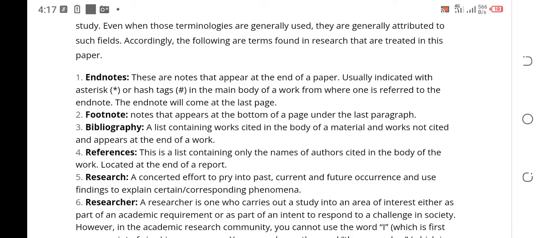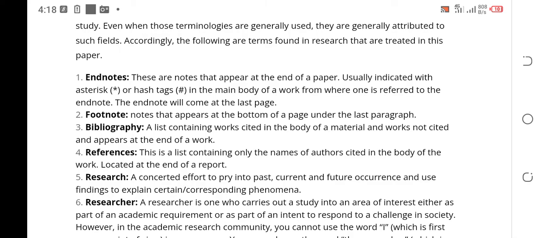Number 3 is bibliography. Of course, we've discussed bibliography. Bibliography is a reference style where the authors you cite, you will use them in your references at the end of the work. Authors you did not cite, but you took information from their work, you also put their names there. That is bibliography.